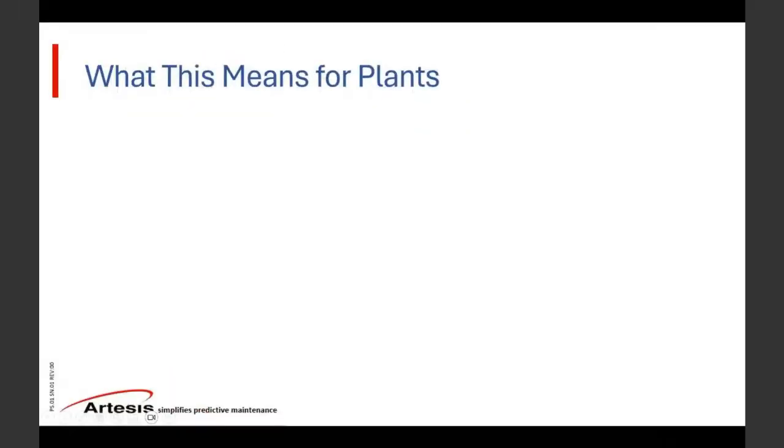Okay, so what this means for plants is you have fewer surprises because issues get explained earlier, and therefore you have less unplanned downtime, and you're not caught by surprise. It means, of course, a lot faster decisions. As you can see, analyzing one report takes only 40 seconds.